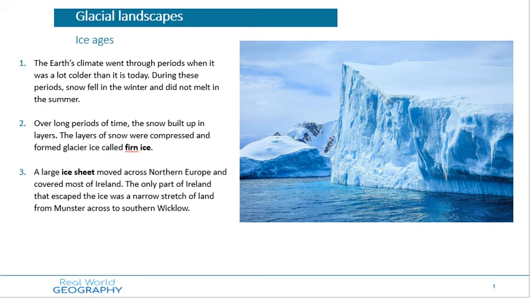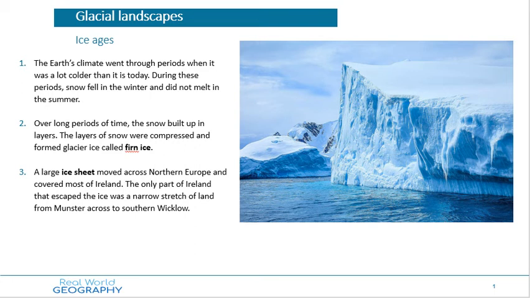So the Earth's climate went through periods when it was a lot colder than it is today, okay? The climate changes all the time, guys. I know we're going through climate change now, but climate has always changed. And it used to be a lot colder. There were ice ages over the last hundreds of thousands of years where it was icy all year round. There were no summers, okay?